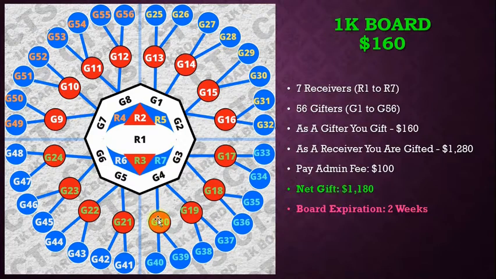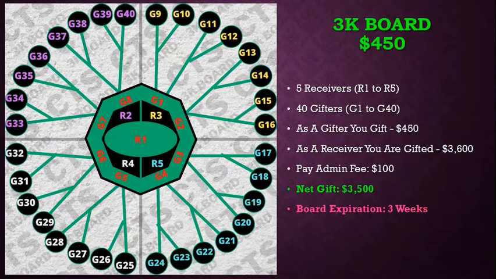It's entirely your decision. You have freedom to do as you choose. Alright, so you have $1,180 in hand on the 1K board. Let's go to the 3K board. This board is a bit smaller, where you have 5 receivers, 5 core members who receive, and you have 40 gifters.